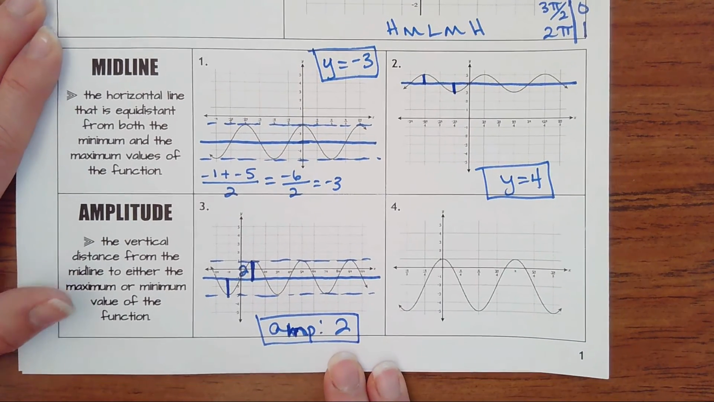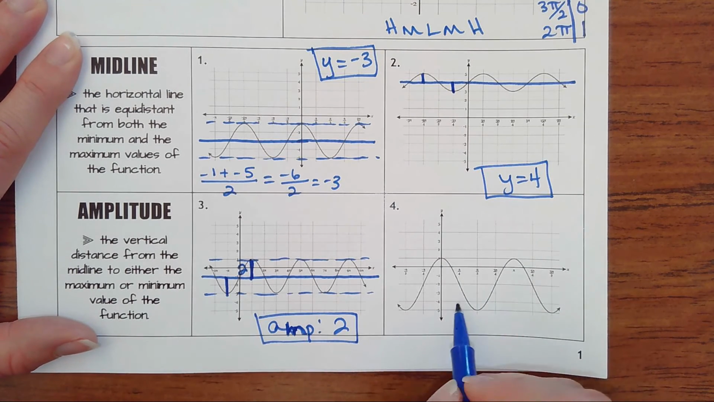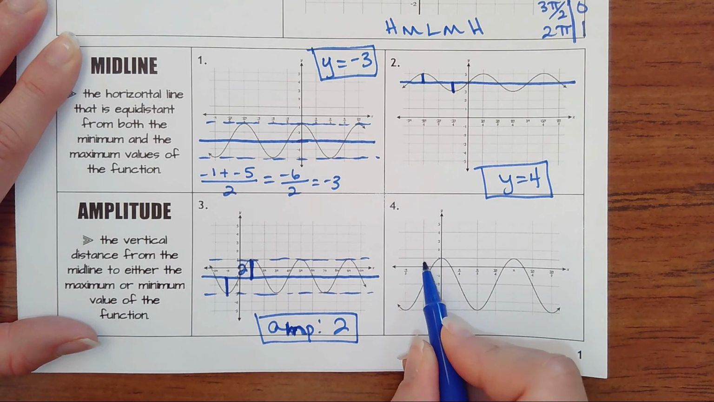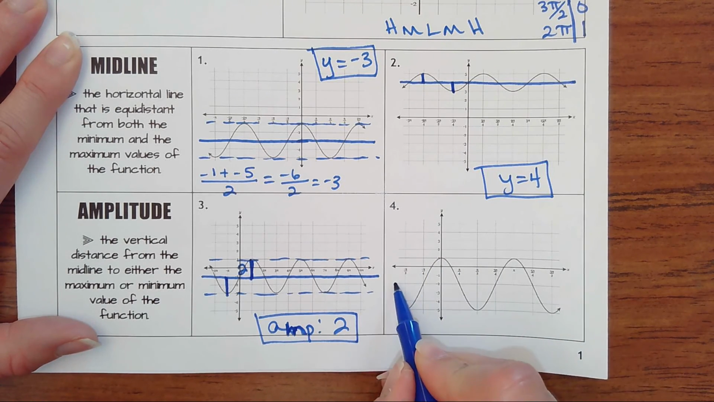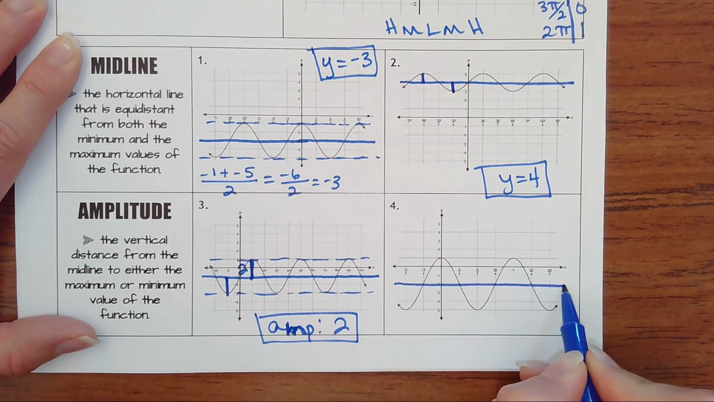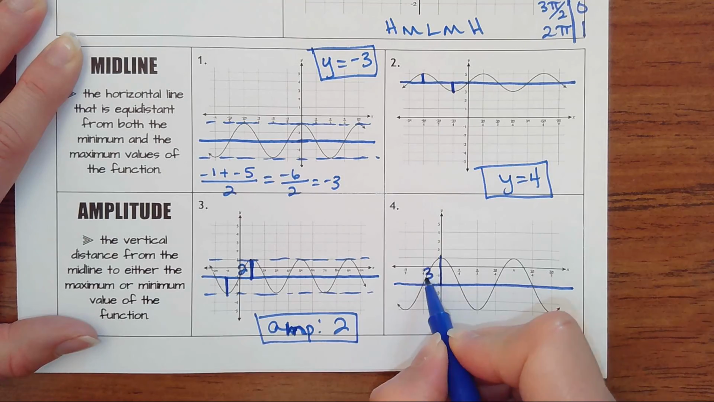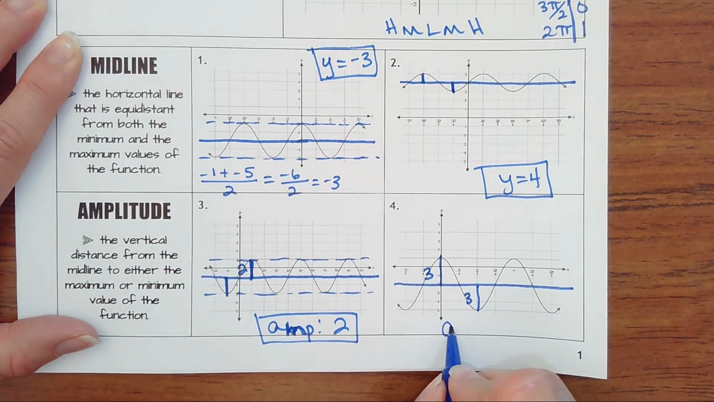It's the vertical height. Okay, and then number 4, we have a taller wave. Let's first find the midline. So we're going from -5 to 1. -5 plus 1 would be -4 divided by 2. It should be at -2. So from this midline up would be 1, 2, 3. Right? It should be 3 units away. So our amplitude is 3.